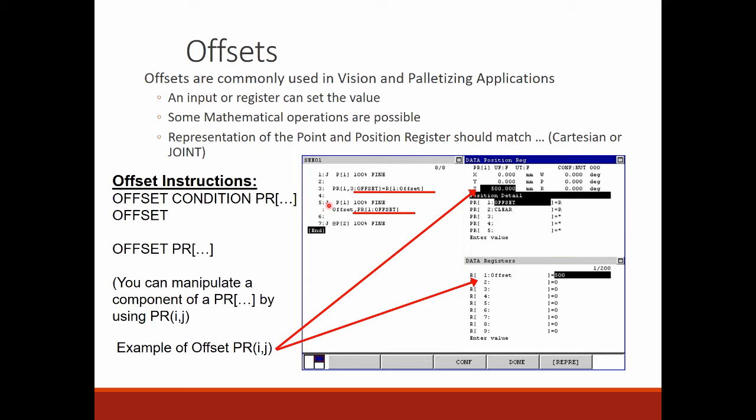Now here in this line of code, we are moving to a point 1, and then we are offsetting that point by this position register. Now this doesn't overwrite point 1.